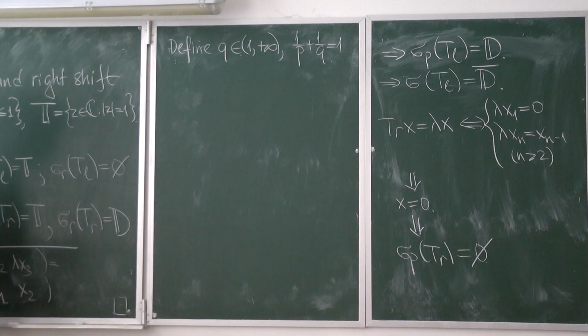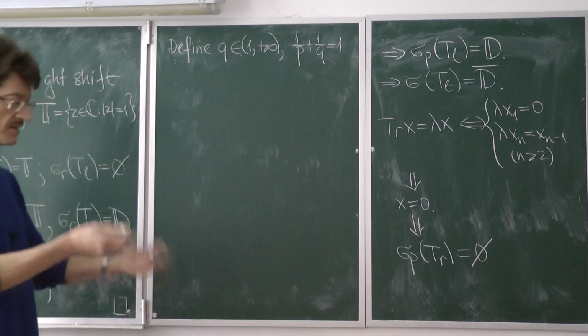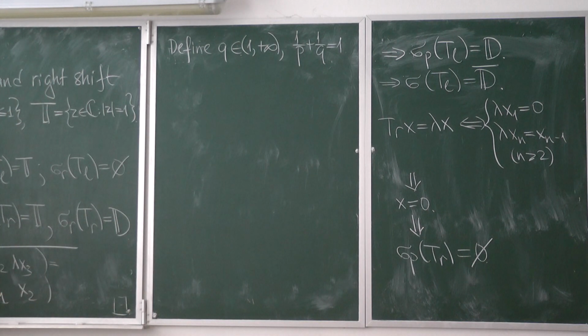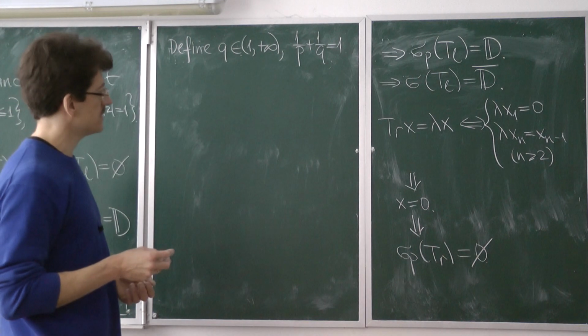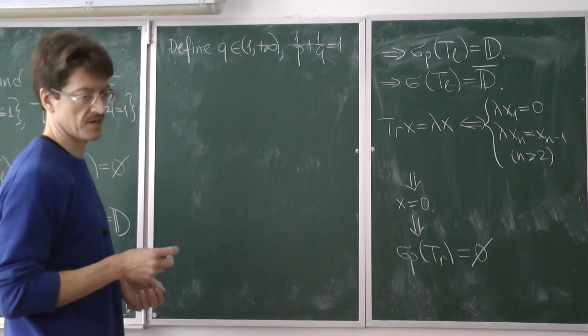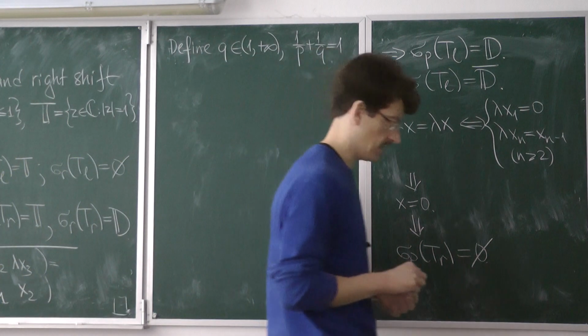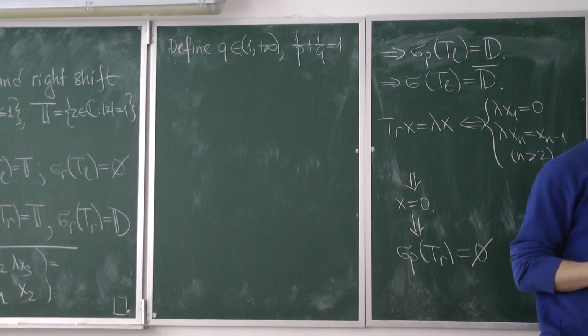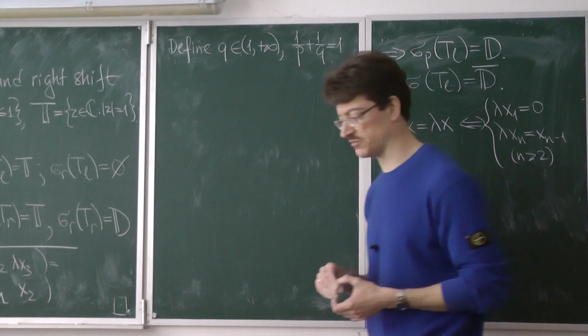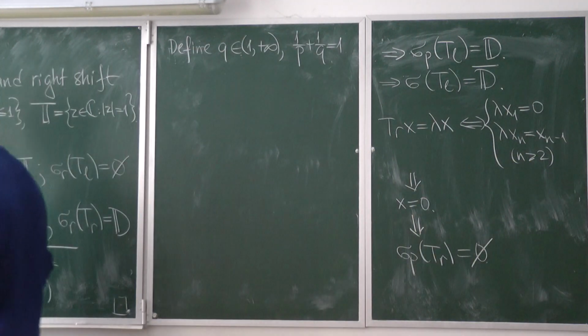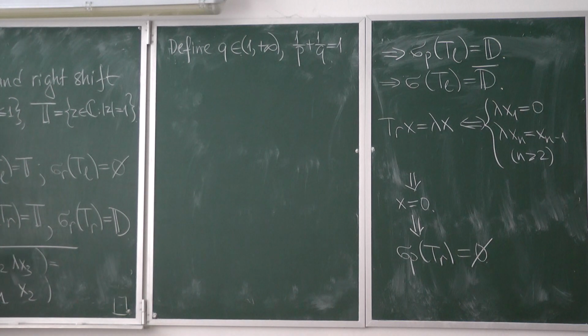So we know that there is a canonical isomorphism between LQ and the dual of LP, and the other way around, because we assume that P is strictly bigger than 1. This is essential. And we know that this isomorphism implies that the dual of the left shift operator is similar to the right shift operator on LQ, and the dual of the right shift operator on LP is similar to the left shift operator on LQ.